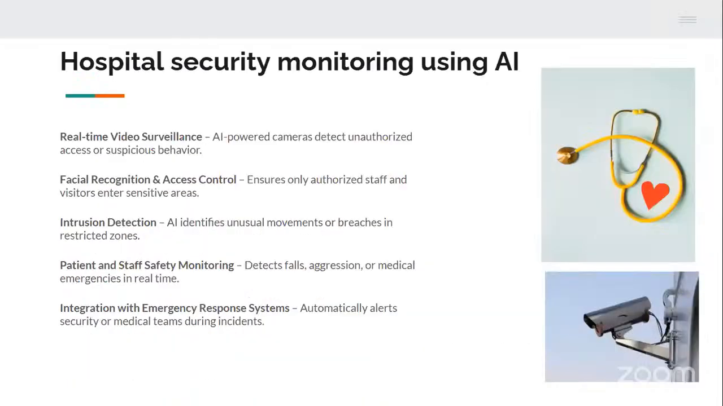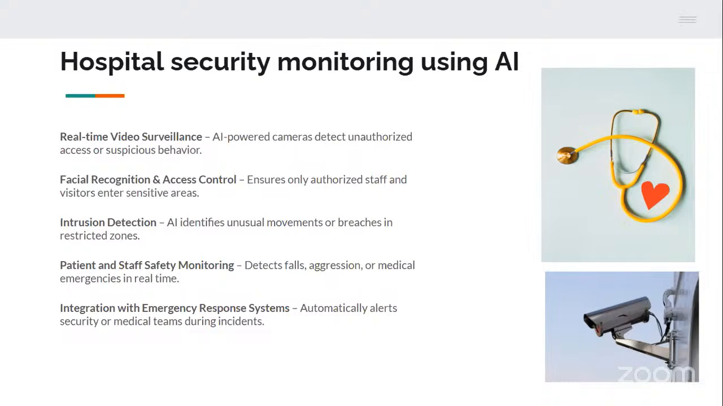So, hospital security monitoring using AI. As we discussed earlier, there are many CCTV cameras in hospitals, but people don't watch every camera. Instead, we can feed the camera videos into an AI model and detect unauthorized access or suspicious behavior. For unauthorized access, you can use face detection to detect a person who is not authorized and is entering a restricted area, which can be really dangerous to the hospital environment.